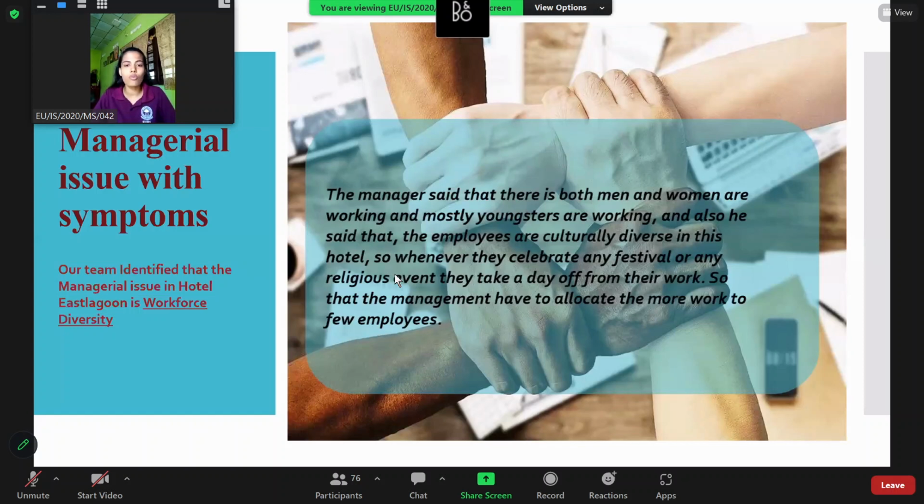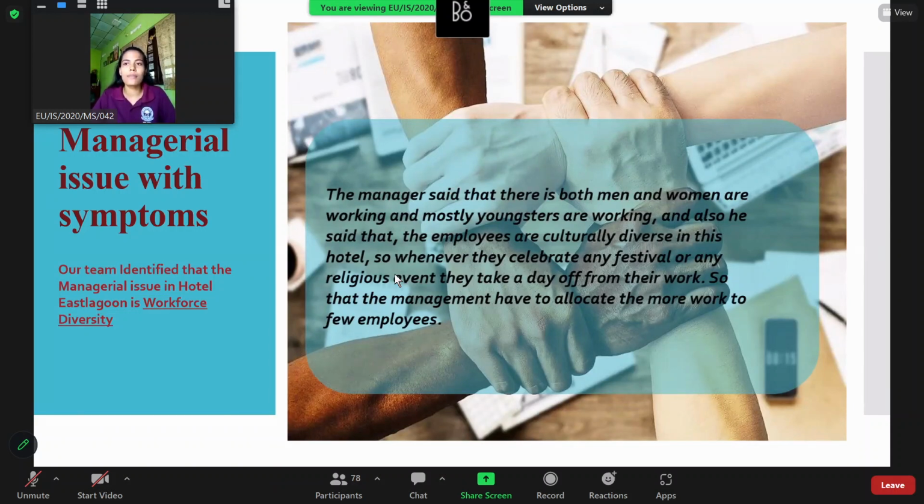So whenever they celebrate any festival or religious event, they take a day off from their work so that the management has to allocate more work to a few employees. In this situation, the employees are under great pressure to complete their work and the work will not be completed in an efficient manner. A few years ago, Hotel East Lagoon was staffed by some Muslim employees, but now management has stopped hiring Muslim employees due to the diversity issue.